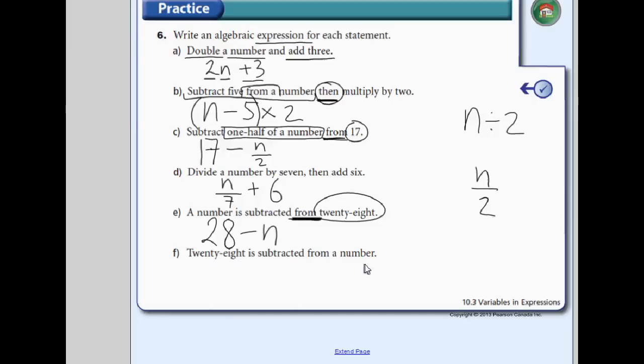Now let's look at F. 28 is subtracted from a number. In this case, they're kind of trying to trick us up. So from a number. We're subtracting this time from a number. So we start from a number, and we'll subtract 28 from that number. And that's going to be the end of number 6.